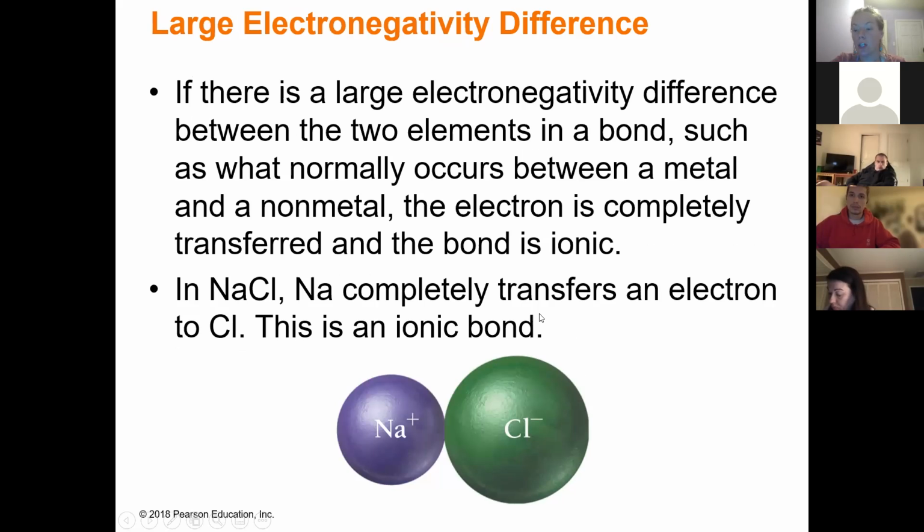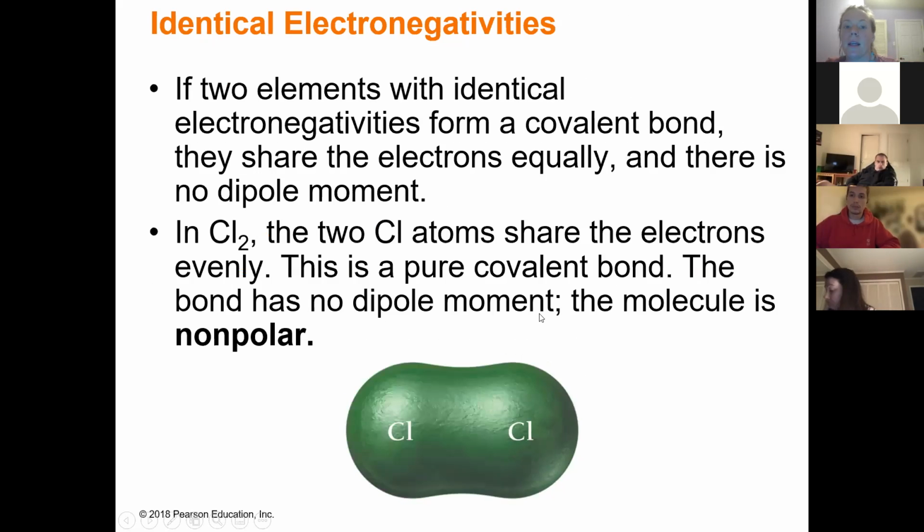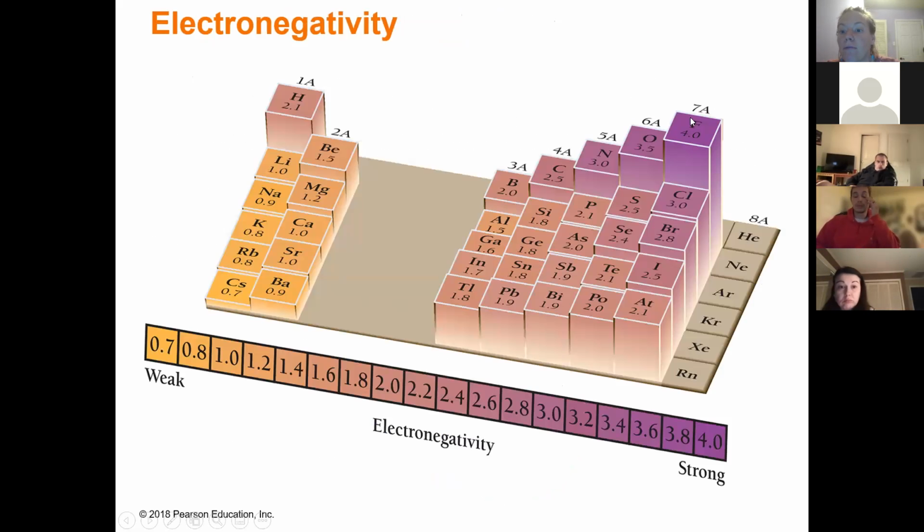If you have a really large difference in electronegativity, like you are a metal and a non-metal, so you have fluorine combined with sodium, this is a huge difference in electronegativity. If I take the 4 and I subtract the 0.9, it's 3.1.